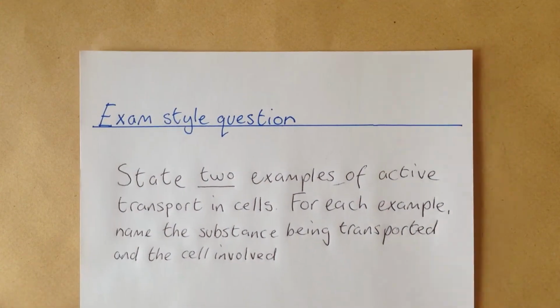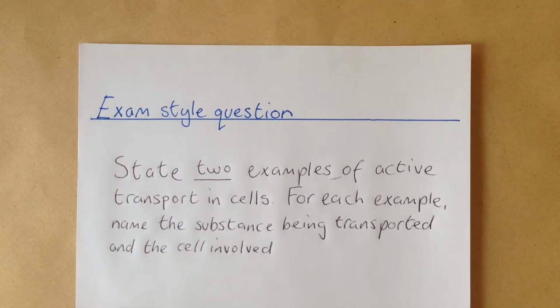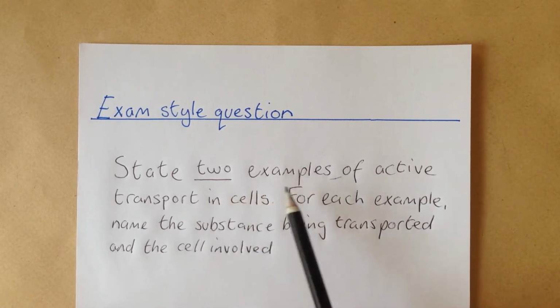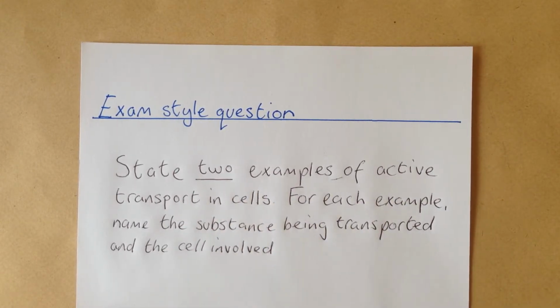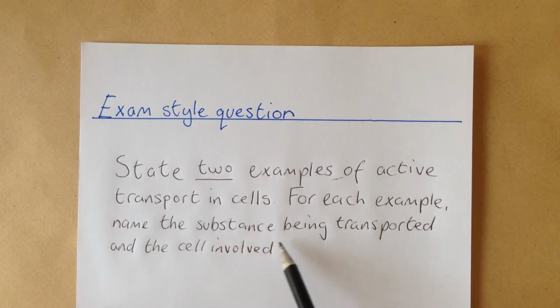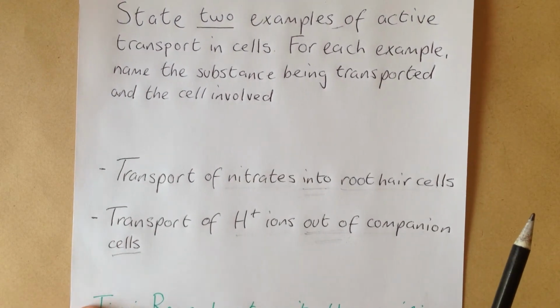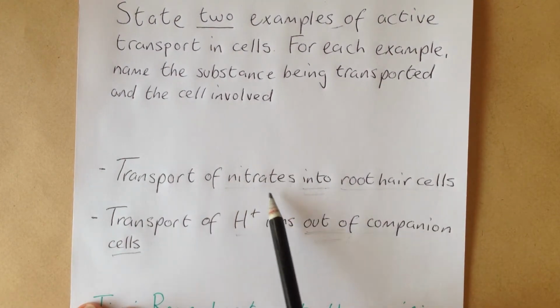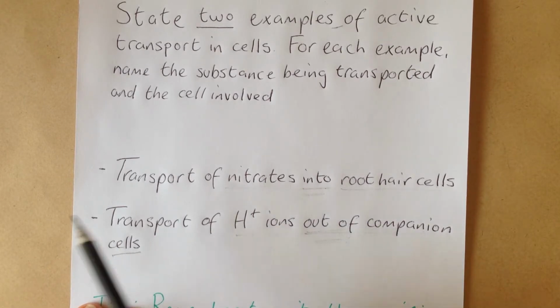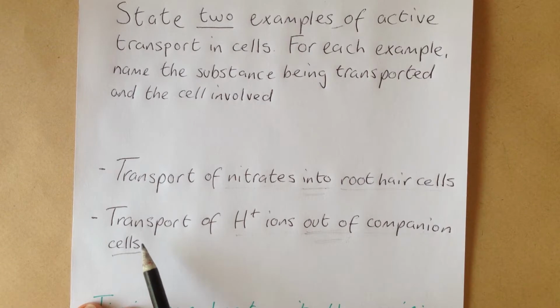And so now we'll move on to some exam style questions. And we'll start with this one. So you may get a question that says something like, state 2 examples of active transport in cells, and for each example, name the substance being transported and the cell involved. So here are my 2 answers. We've got transport of nitrates into root hair cells, and we've got, like the previous example that we went through, the transport of hydrogen ions out of companion cells.